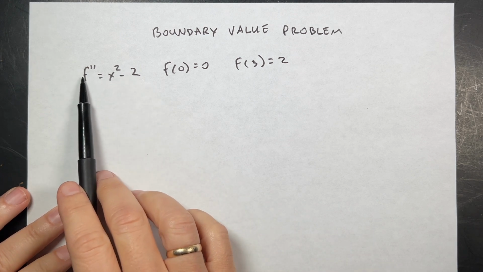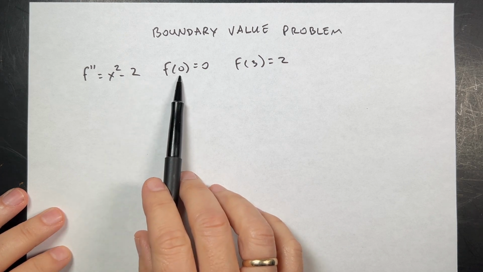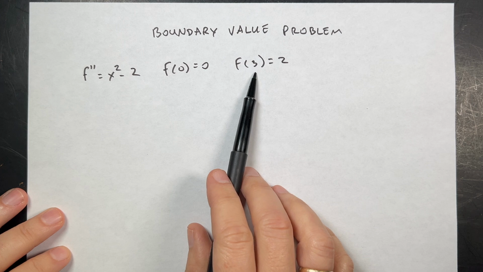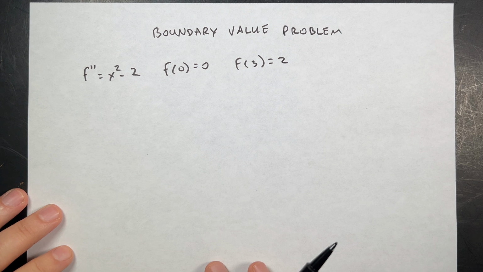Here's the differential equation. The second derivative of f is equal to x squared minus 2, with f at 0 equal to 0, and f at 3 equal to 2. And I've actually done this problem in different ways, so if you want to see those other ways, let me know. I'll make sure to put those links down below.